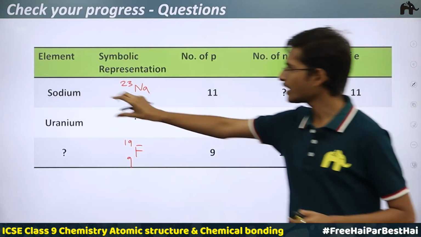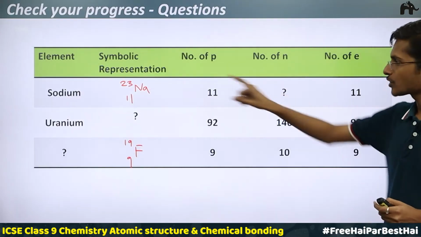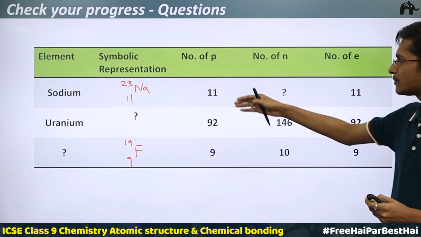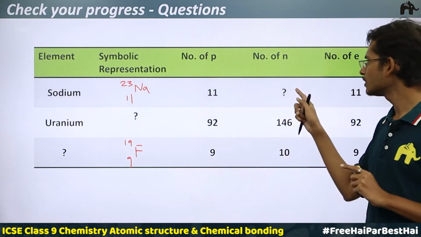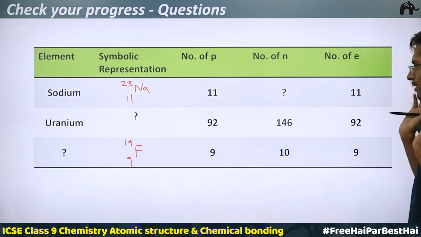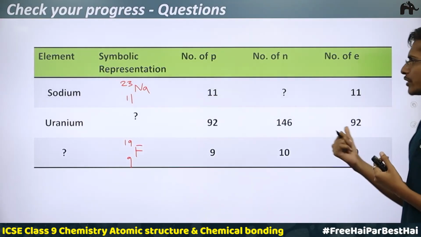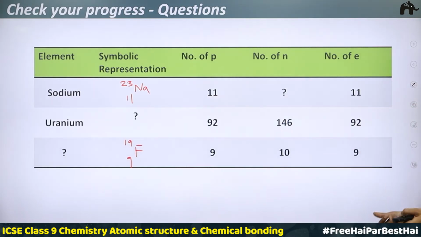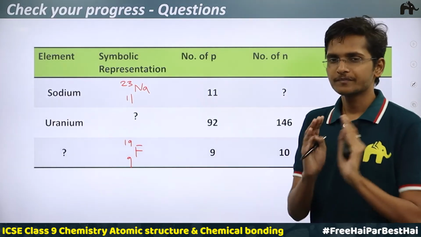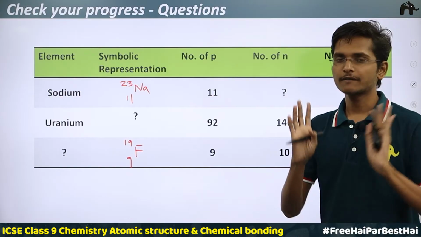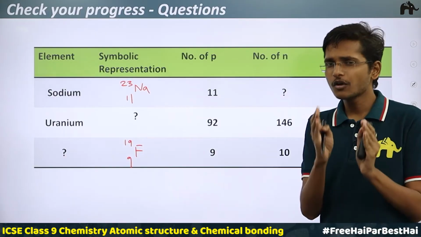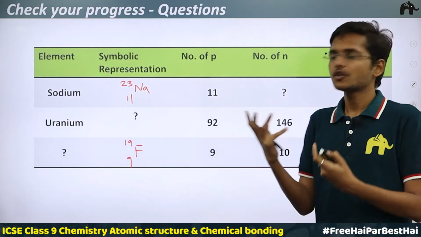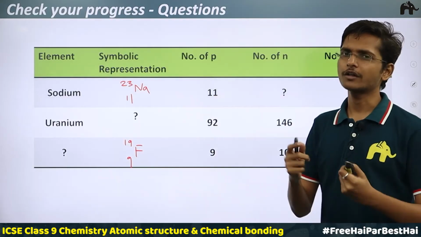Using this data, focus on one row at a time. See the name of the element, the symbolic representation, the number of protons, neutrons or electrons, whatever is given, and try to find out what they are asking, which is given by a question mark. I'm giving you a quick second so you can take a screenshot, or you can pause here and try to solve it on your own. I assume you have solved it on your own, and I hope you got the answers as well. Let's see what the answers are. You can check your own answers as well.